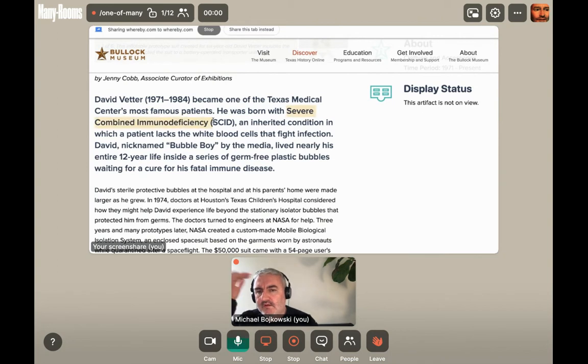His parents were a Catholic couple who obviously didn't support contraception or abortion as part of their religion, but they were also made aware that any children they could have would possibly be born with this severe combined immunodeficiency disorder. You can see here it says inherited, lacks the white blood cells that fight infection.